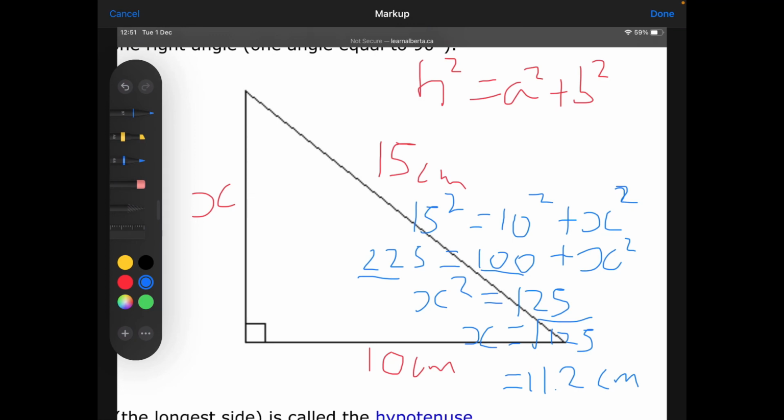Remember, you're trying to find one of the shorter sides. If for whatever the reason, think about it and use your brain. If for whatever the reason your answer is greater than 15, you know you've gone wrong, because the hypotenuse always has to be the longer side.